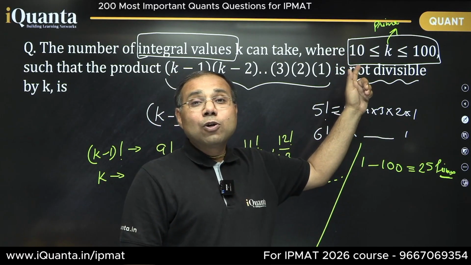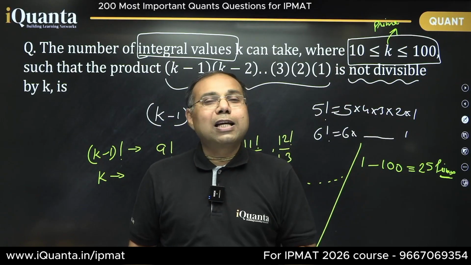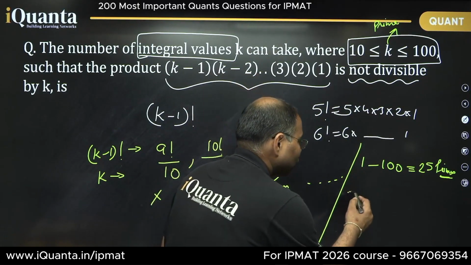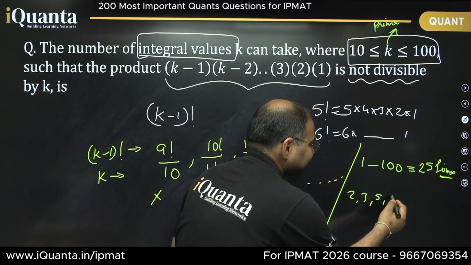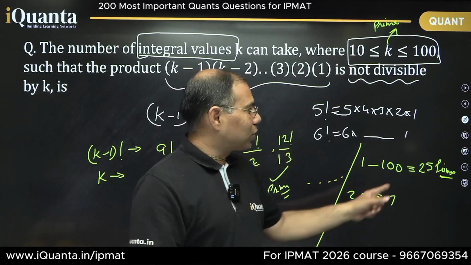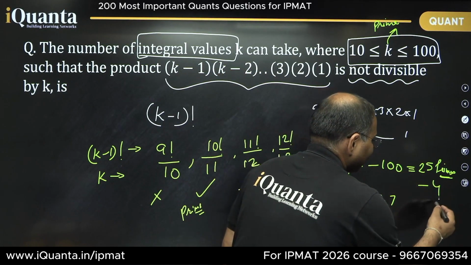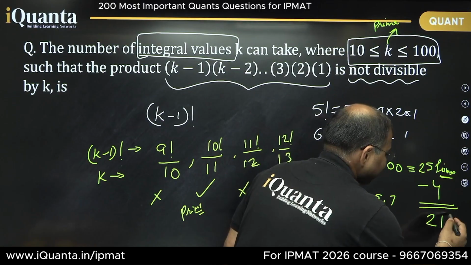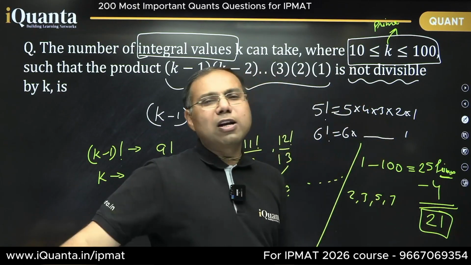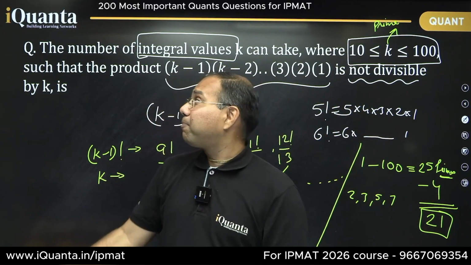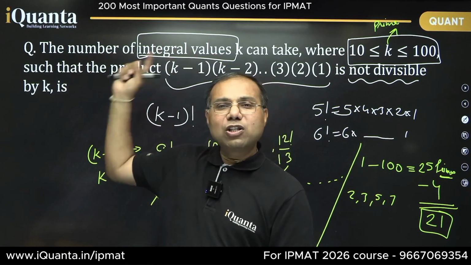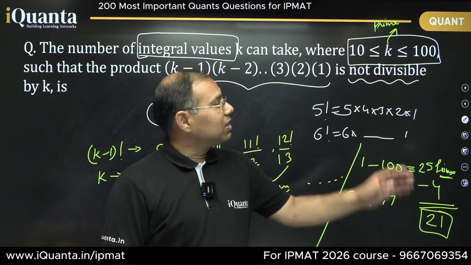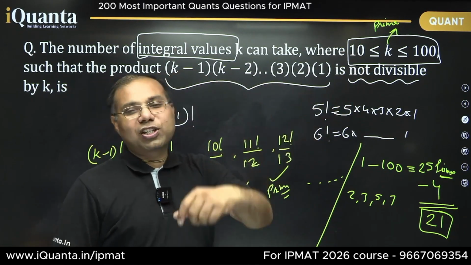So from 1 to 100, there are exactly 25 primes, but we are to calculate primes starting from 10, right? So before 10, how many primes are there? There are only 4. Which are those? 2, 3, 5 and 7, isn't it? So removing these 4 primes from here, our answer is going to be 21. So there are 21 different integral values of k possible, right? The number of integral values of k within this range which satisfy this condition is 21.